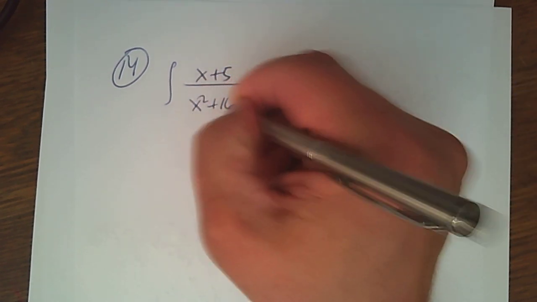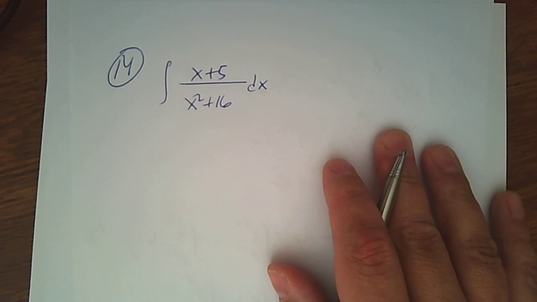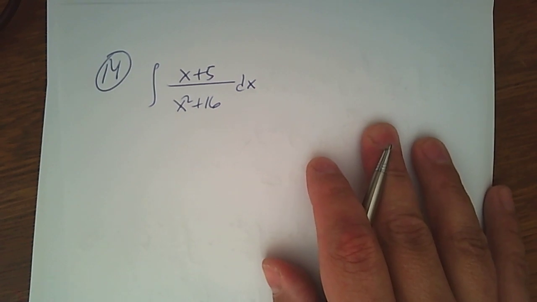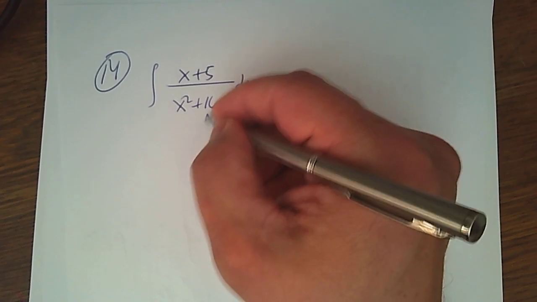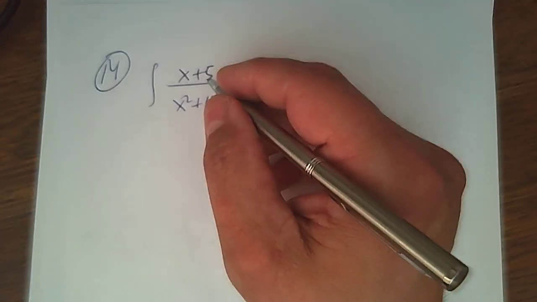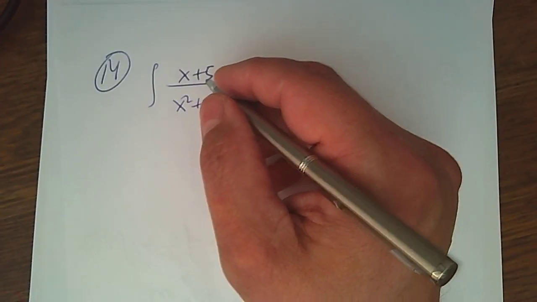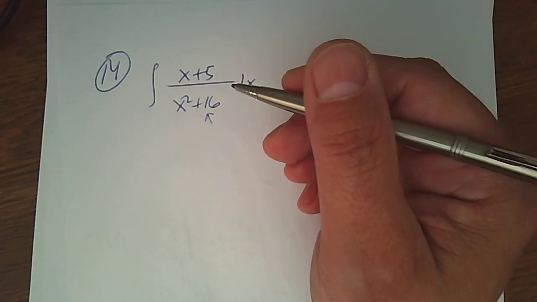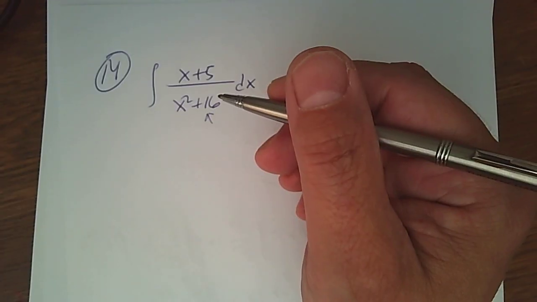So 14 is x plus 5. X squared plus 16 is not factorable, not a difference of squares. So now what do I do? If you take the derivative of the denominator, could it match the numerator? Or what direction could we go? Is it arctangent or is it something different?